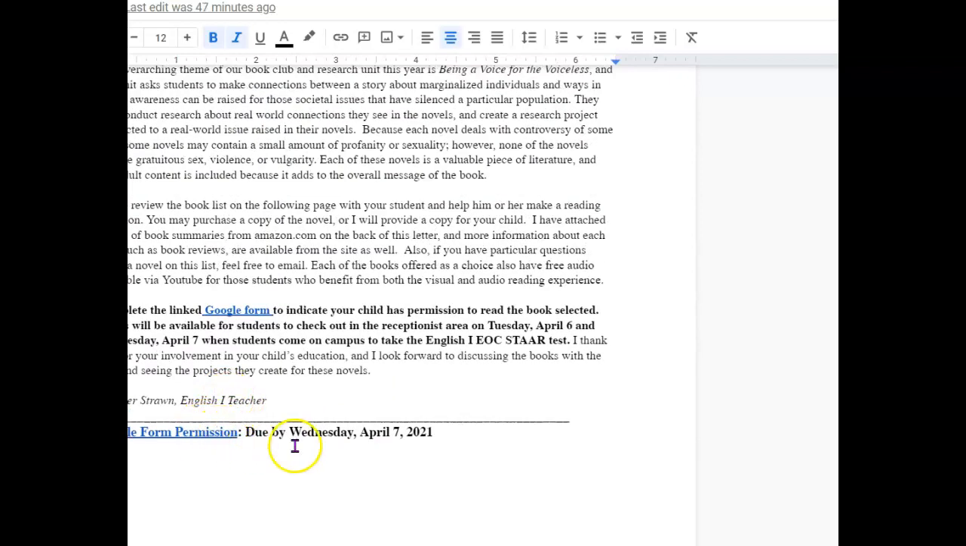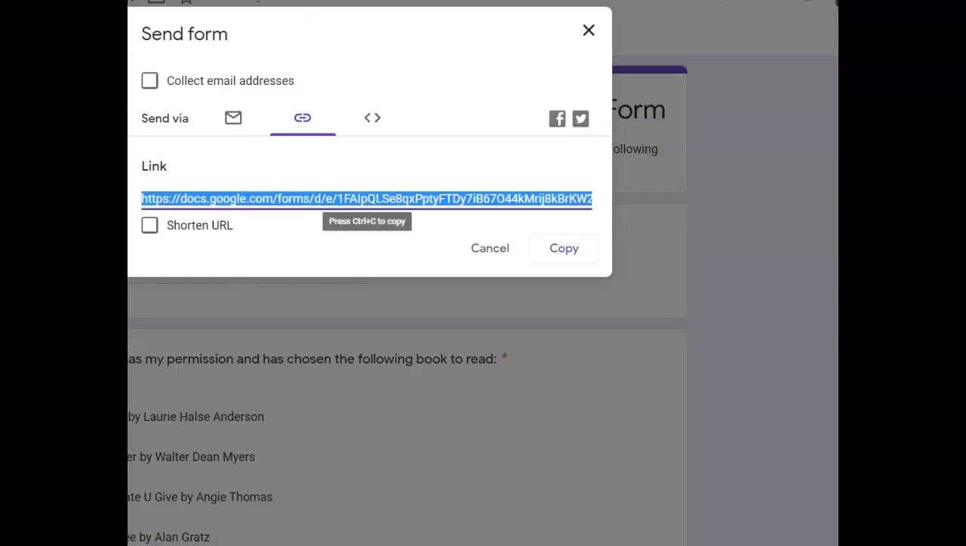The Google form permission is due by Wednesday, April 7th. And I'll have the books available for you to check out in the receptionist area of the school tomorrow, Tuesday, April 6th, and Wednesday, April 7th. Okay, so you need this form filled out. It looks like this. Let me show you.